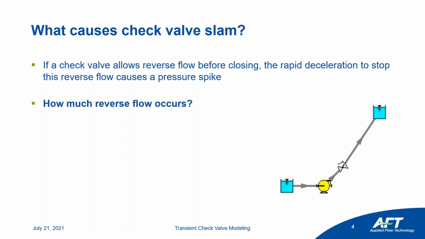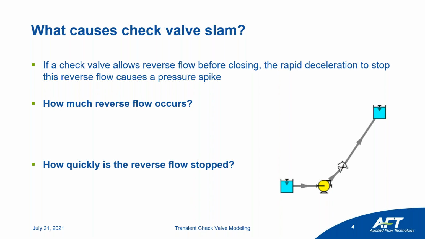So there are two questions that we want to ask ourselves when we're considering check valve slam. One is how much reverse flow occurs. The more reverse flow that we see, the worse the slam event is going to be. In the same way, closing a valve on a very fast moving stream is going to create a lot more pressure than a much slower moving stream.